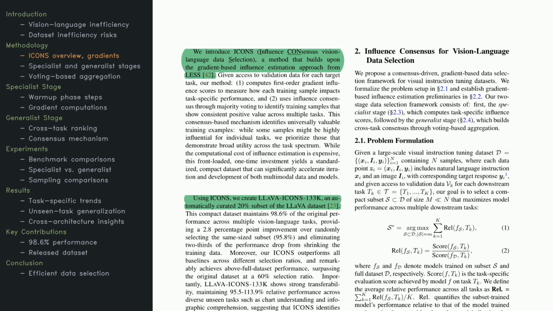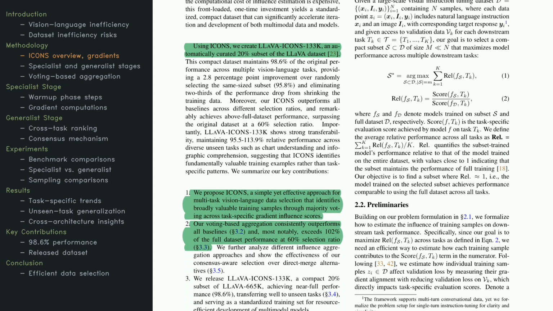Using ICONS, the authors managed to pick just 20% of the LLaVA dataset while preserving 98.6% of the original performance on key tasks. In fact, this subset beat random sampling of the same size. It's a neat balance between efficiency and effectiveness, getting rid of redundancy but still covering all the tasks you care about.